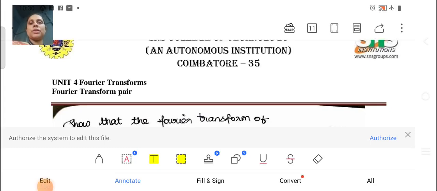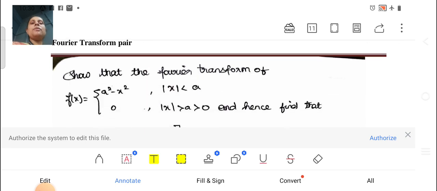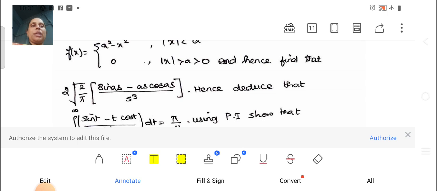Today we are going to discuss the Fourier transform, the inverse Fourier transform, and the Parseval identity problem. First, we are going to see the Fourier transform problem. f(x) = a² − x² for |x| < a, and otherwise 0 for |x| > a. Hence we want to find the three conditions.